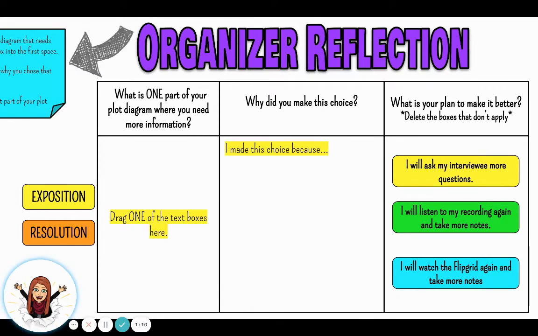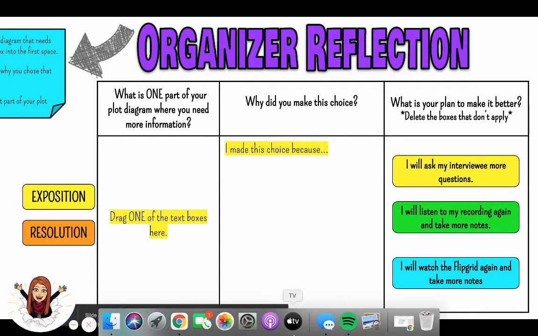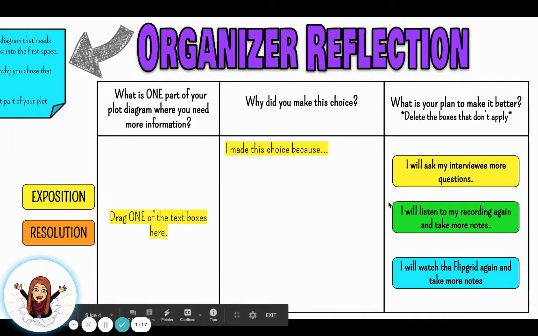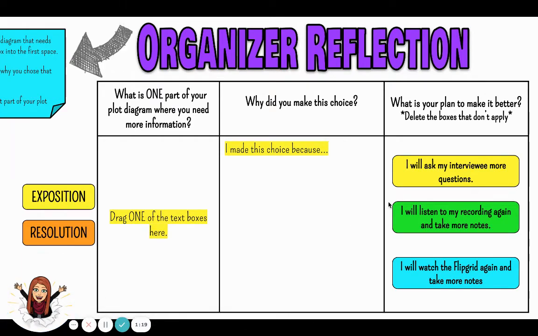So here's your organizer reflection. And if you need a refresher on the directions, Ms. Fox and I have put them in the upper left-hand corner for you just in case you forget. So the first question asks you, what is one part of your plot diagram where you need more information? So we have two choices here. Ms. Fox and I want you to think about your exposition or the introduction and the resolution or the conclusion. Which area do you think you need a little bit more information? And you're going to click and drag one of those text boxes into that space.